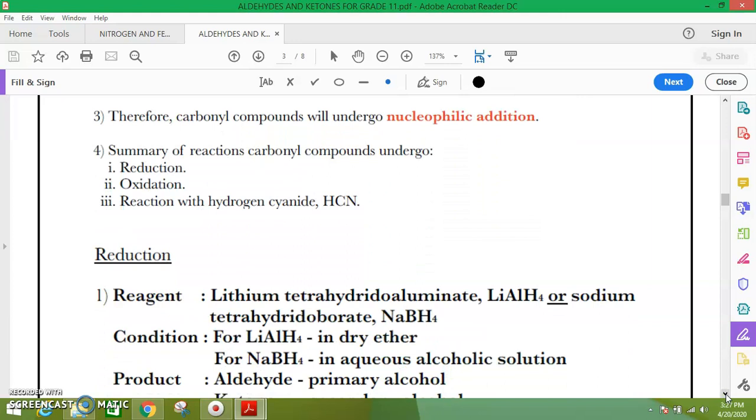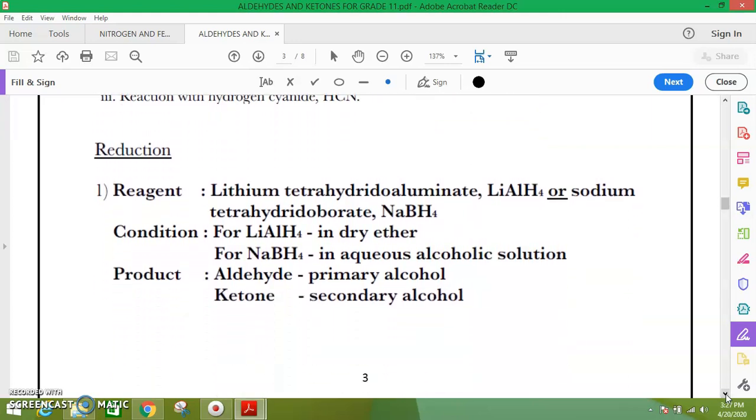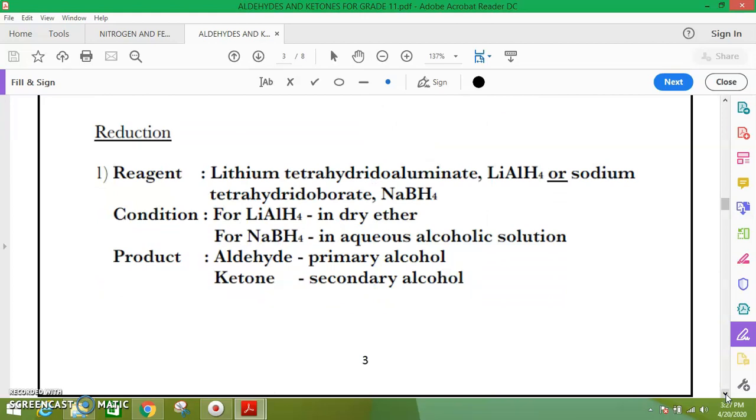Now, the summary of the reactions that carbonyl compounds undergo: first is reduction, then oxidation, and reaction with hydrogen cyanide. Reduction means addition of hydrogen and removal of oxygen. We studied this before, but again I am going to define reduction: removal of oxygen and addition of hydrogen we call reduction.